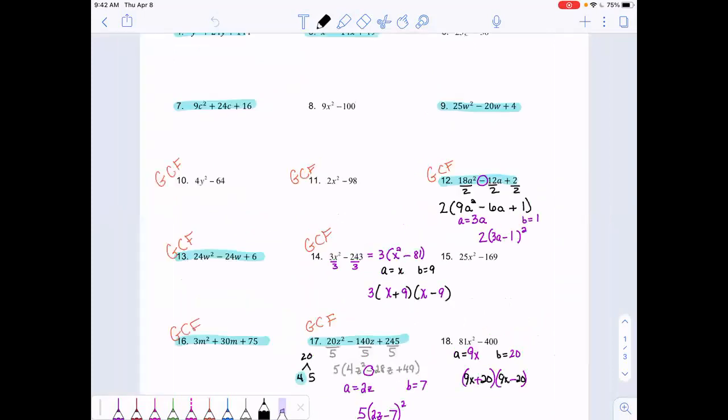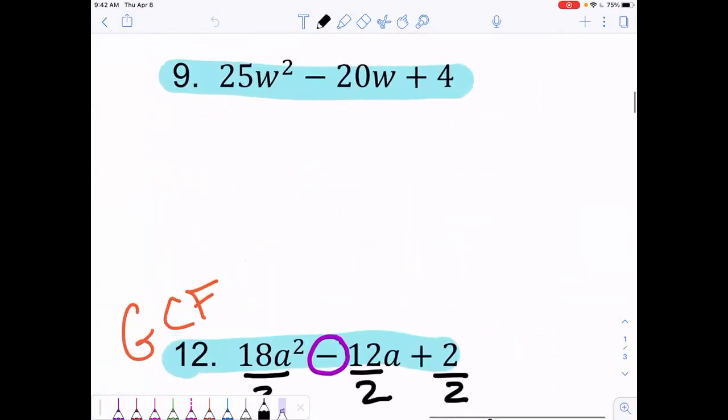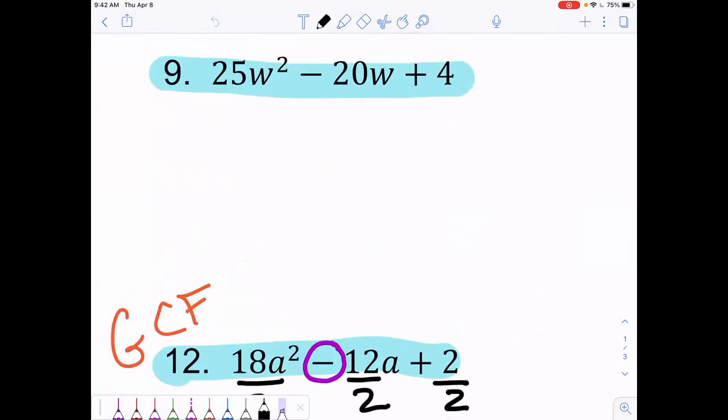9's a good one. 9's a real good one. So 9 says 25w squared minus 20w plus 4. First, we look to see is there a GCF. We already went through these and we know there's not a GCF. So now we take the difference of squares.